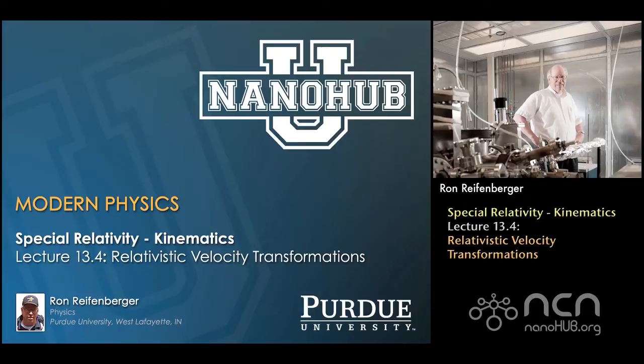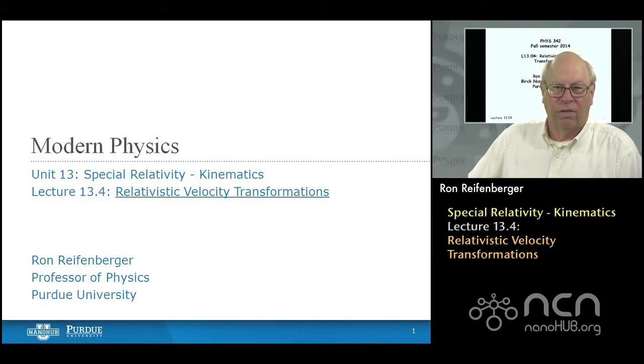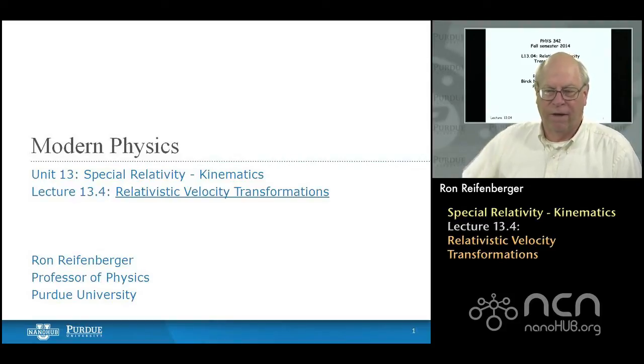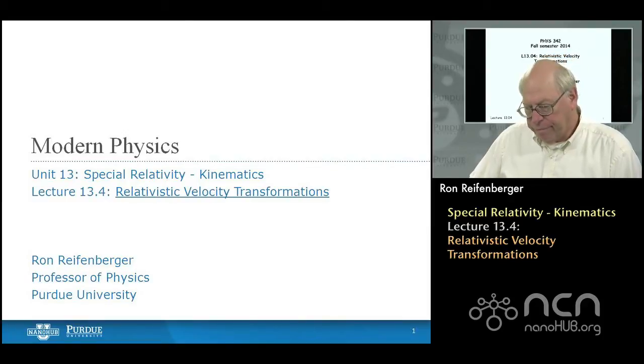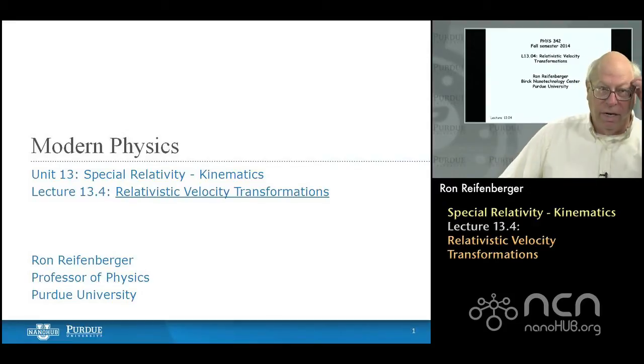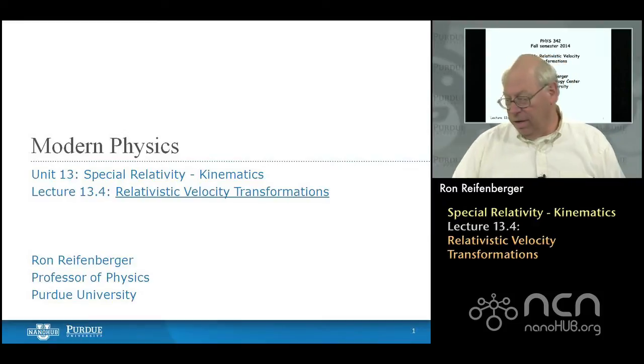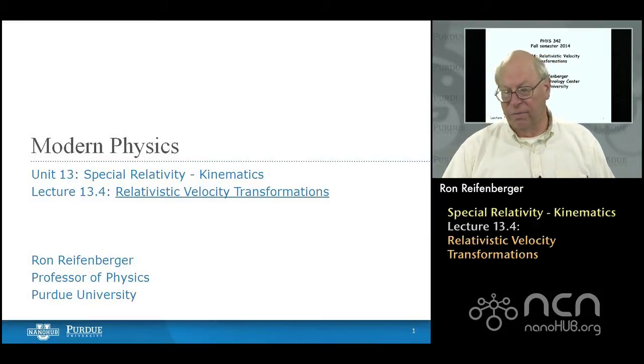NanoHub U, online instruction. In this lecture, we want to look at the relativistic velocity transformations that are a result of the Lorentz-Einstein transformations between different reference frames. And we'd like to work out a few examples. Most of the mathematics is pretty simple. The examples we're going to work out will show you how these velocity transformations work, and we'll try to illustrate some of the surprising results that are achieved when you work through these transformations.